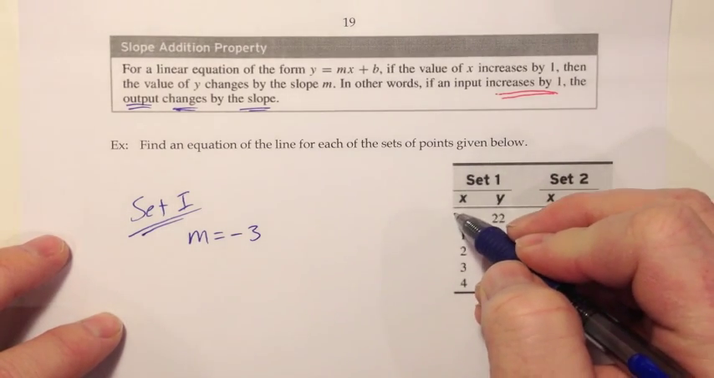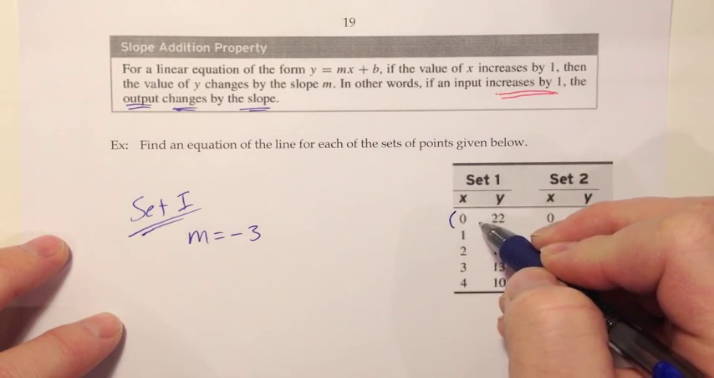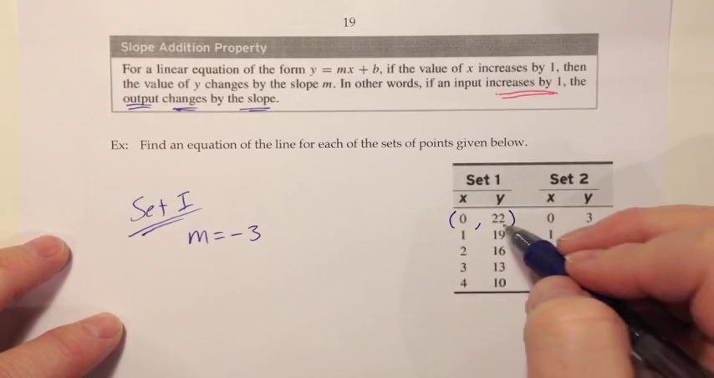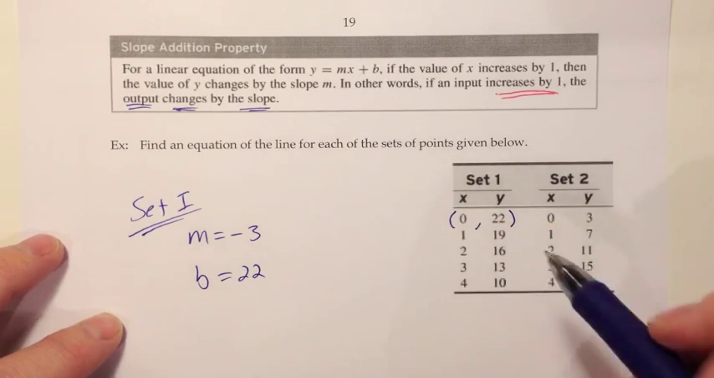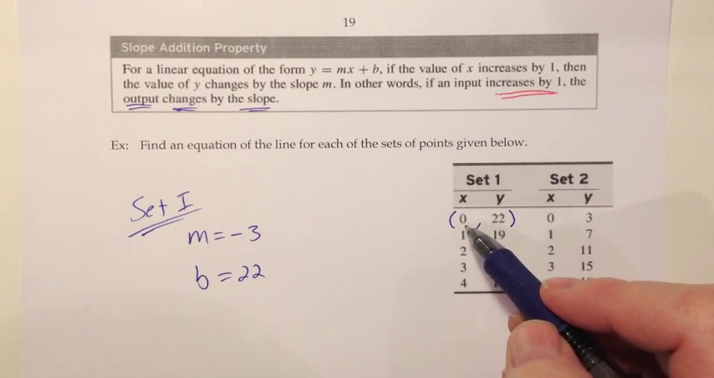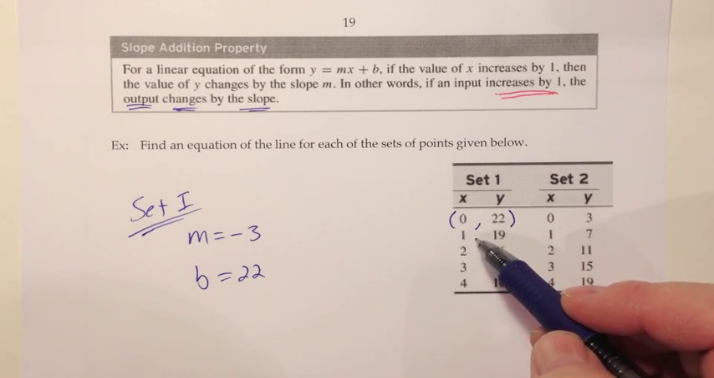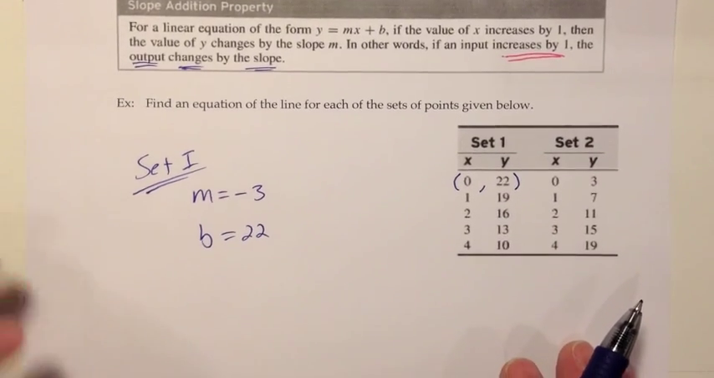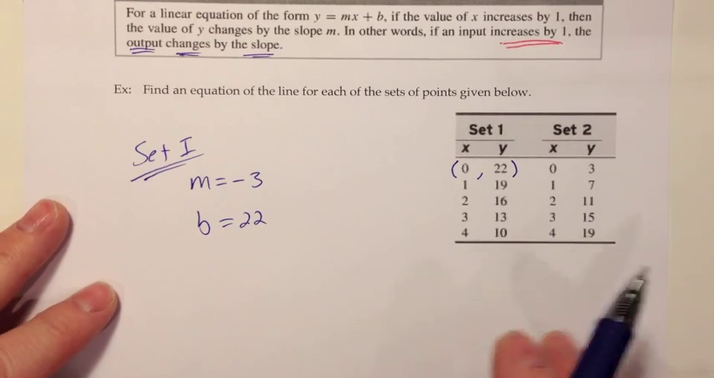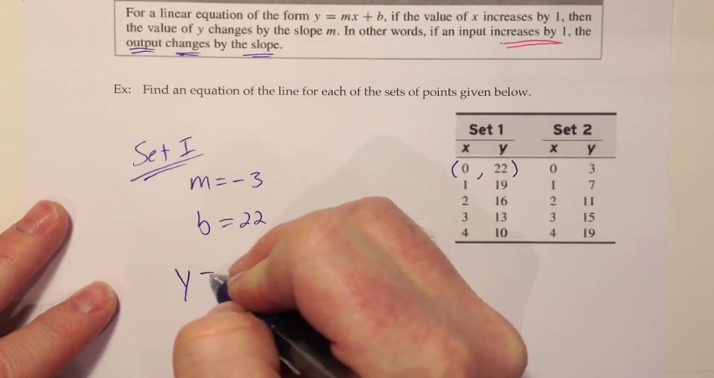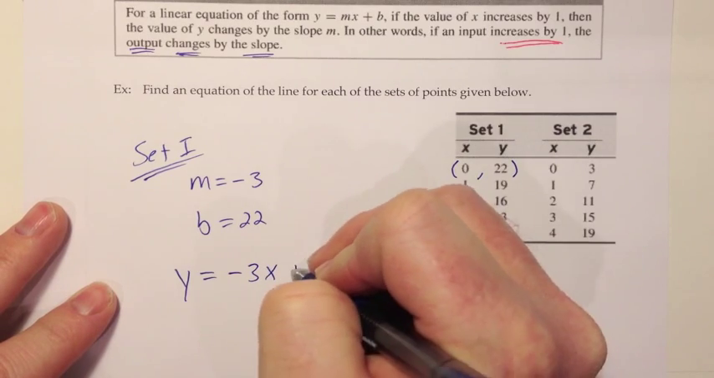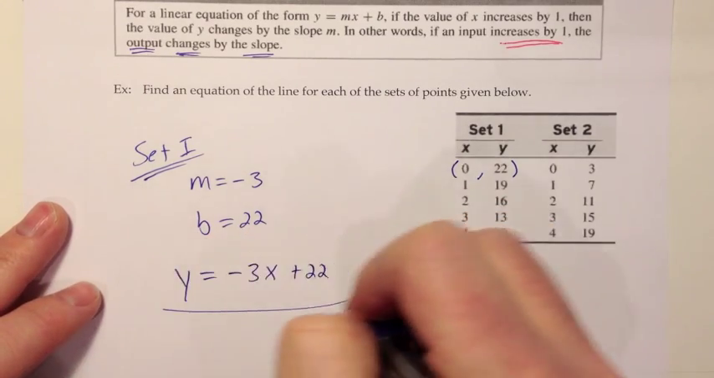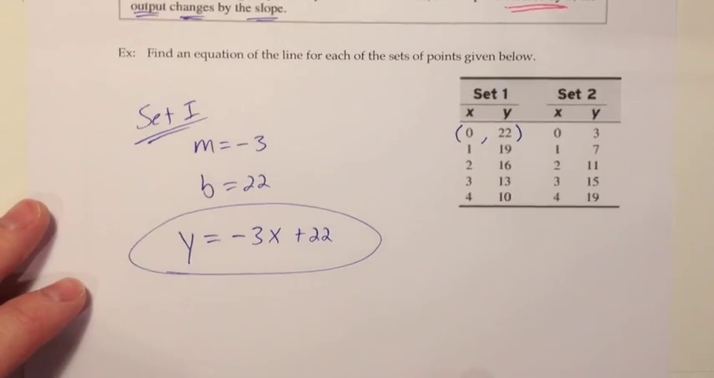And we know b comes from the y-intercept. Well, there's a 0 input with a 22 output, so that looks like b is 22. Because whatever y coordinate goes with an input of 0, that's your y-intercept. And so if you've got m and you've got b, then you're pretty much there on the equation. We just need to write it down. y equals mx plus b, so y equals negative 3x plus 22. So there's my equation for set 1.